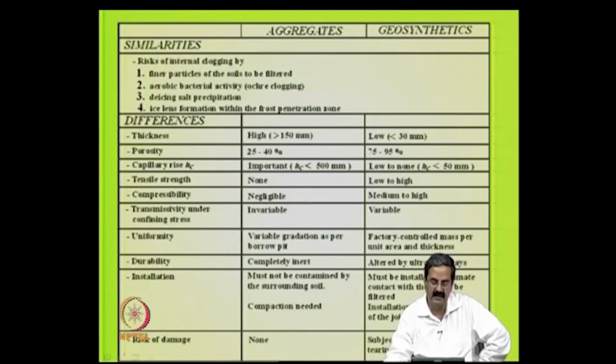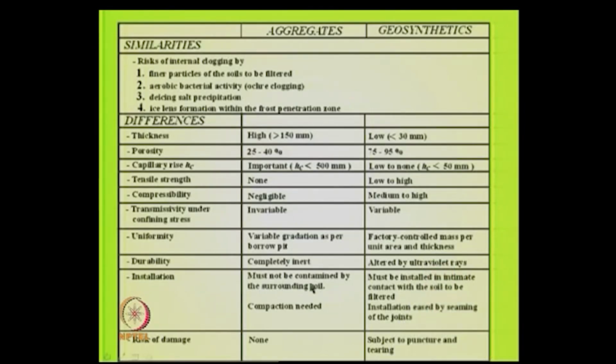The second thing is that the geosynthetic materials are factory controlled materials, and the thickness and area, the mass per unit area, the other properties, they are all constant, or they have some fixed numbers, whereas this is somewhat different. Then durability, yes, aggregates are excellent, and of course geosynthetic materials have some influence of ultraviolet rays, that is one problem.